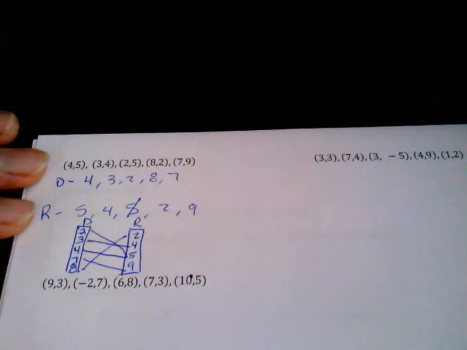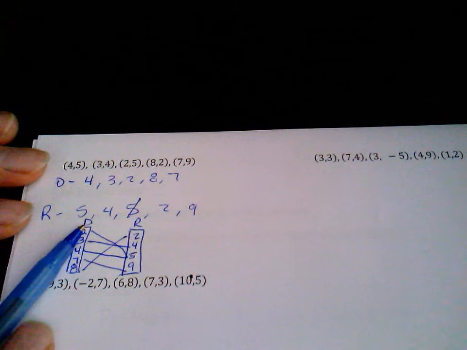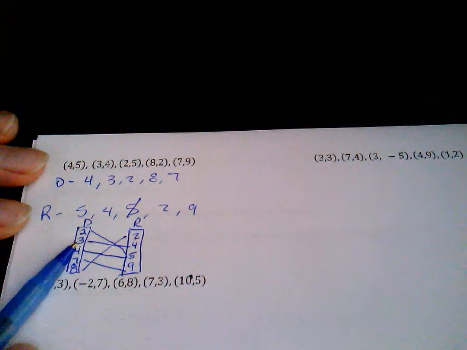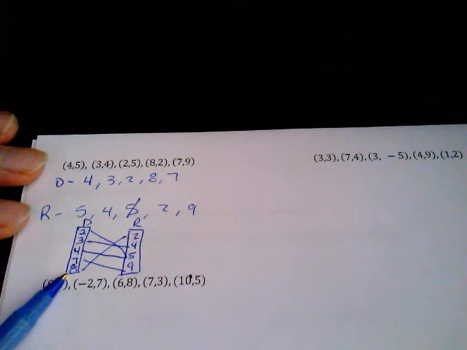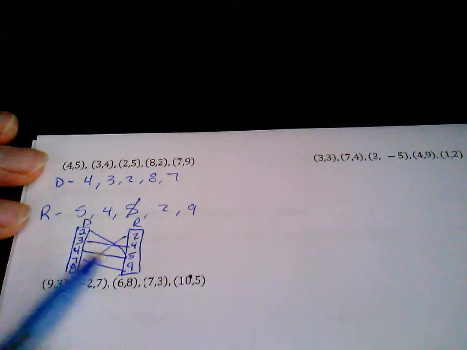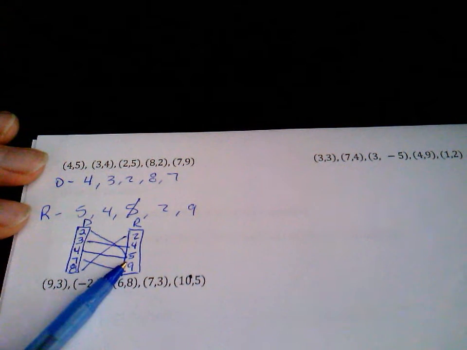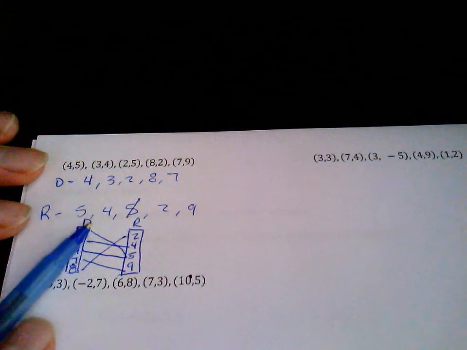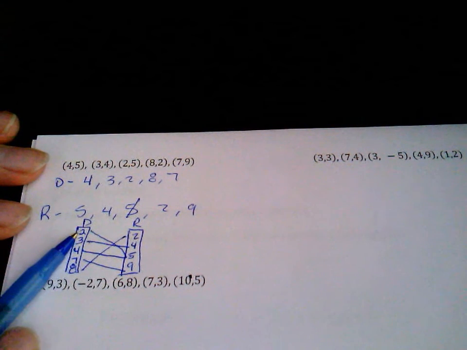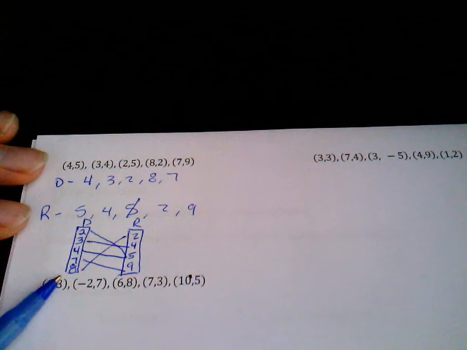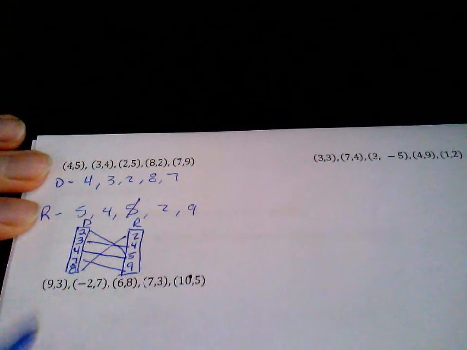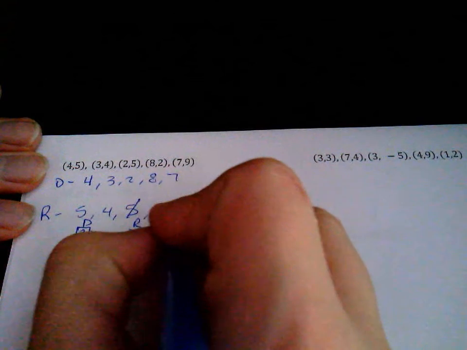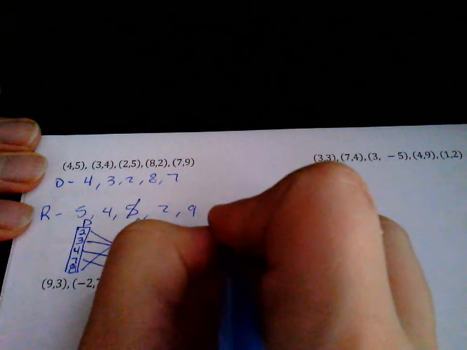Once again, we only care about the females or the domain. Do any of these have more than one line coming off of them? The answer should be no. Even though this 5 has more than one line coming off of it, that's the range. It's the males. We don't care about the males. We only care about this side, the females. So do any of these have more than one line coming off of them? The answer is no. So it is a function. All the females only have one boyfriend.